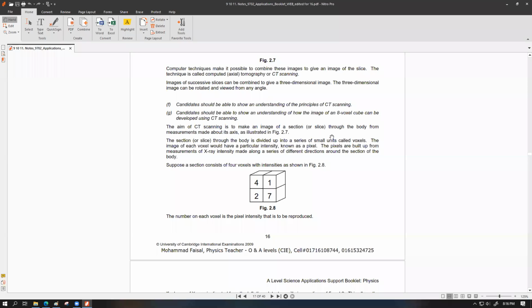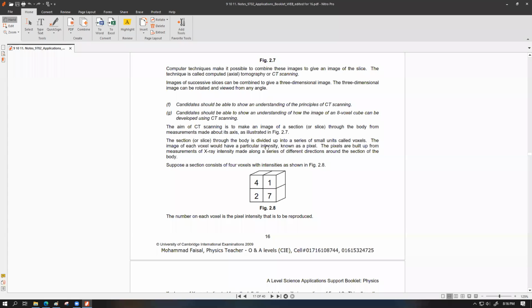What your PDF or your information only says is that the aim of CT scanning is to make an image of a section or slice of the body from measurements about its axis, as illustrated in figure 2.7. The section or slice through the body is divided up into a series of small units called voxels. The image of each voxel would have a particular intensity known as the voxel pixel value. So they have used this word, particular intensity.